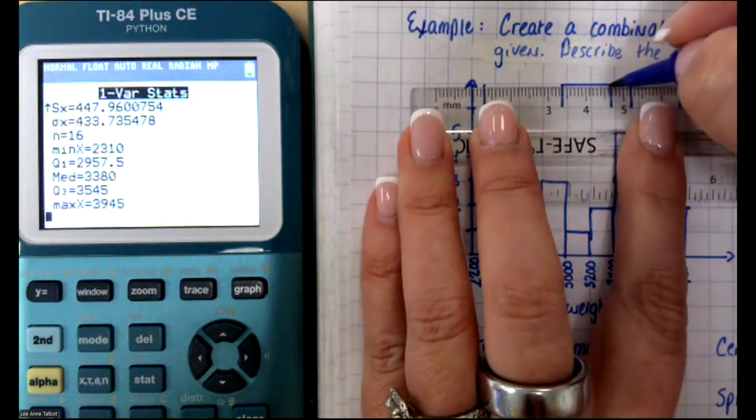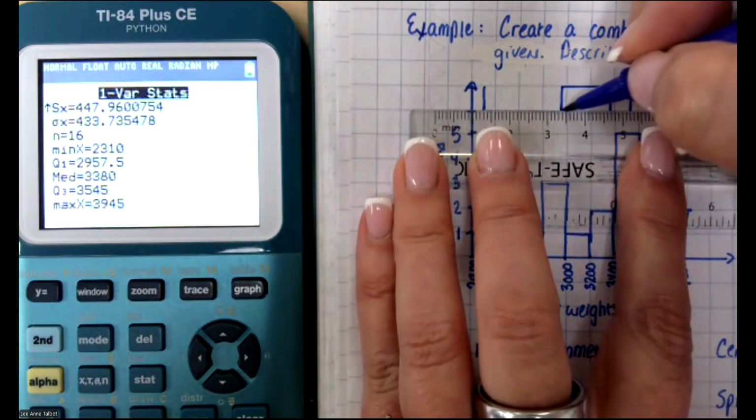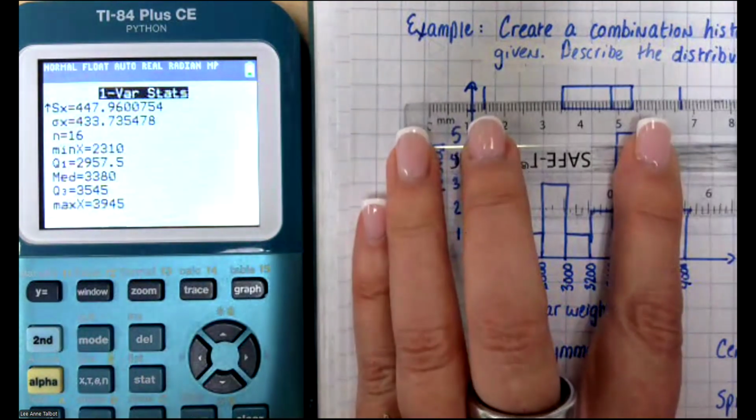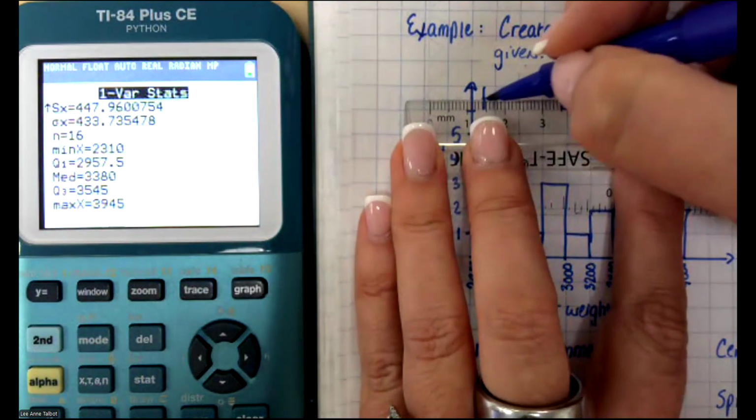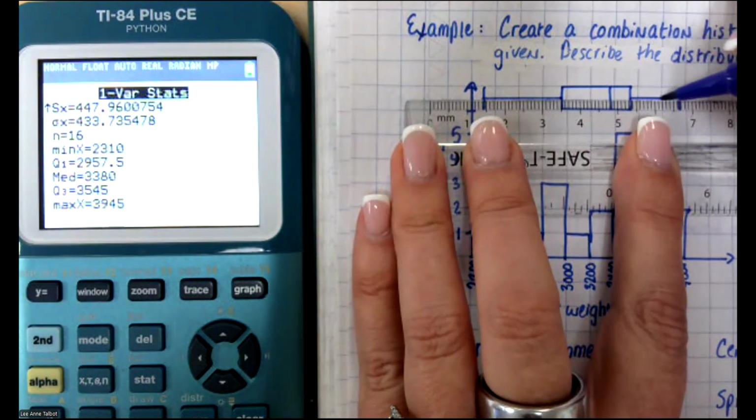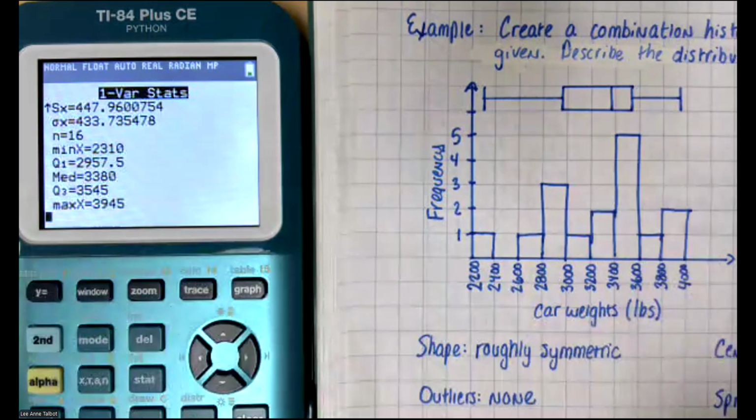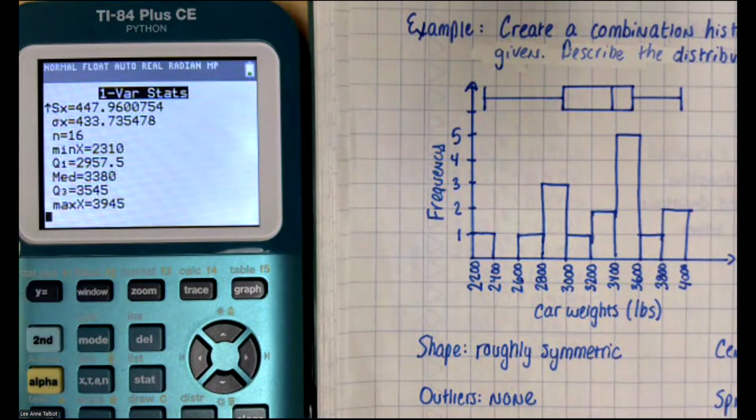And I usually connect my box like this, and then I will go out to the sides for the whiskers. So there is my box plot off of my 5 number summary.